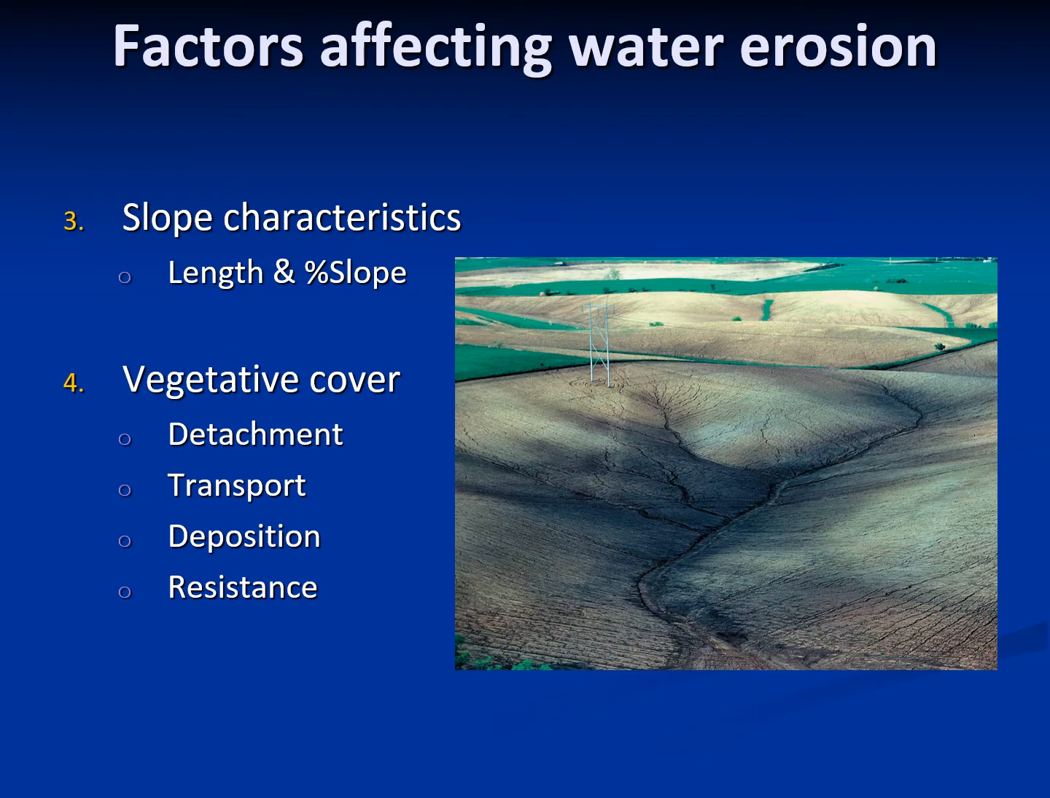Slope characteristics are important. The length and percent slope is going to give rise to erosion. Vegetative cover basically helps to decrease detachment, decrease transport of soil particles, and then decrease deposition. Vegetative cover also essentially gives soil.